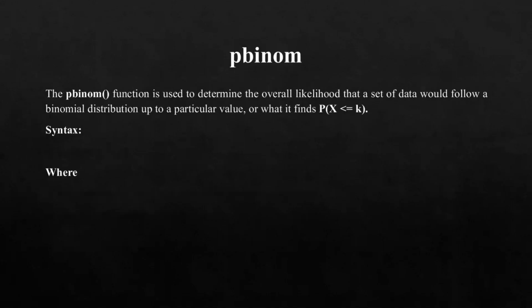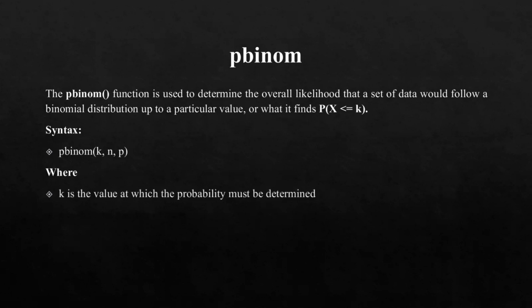Next we have the pbinom function. The pbinom function is used to determine the overall likelihood that a set of data would follow a binomial distribution up to a particular value, or when it finds P(x) is smaller than or equal to k. The syntax is as follows. Just use the pbinom keyword, then pass the parameters, where k is the value at which the probability must be determined, or you can say it's a vector of numbers. n is the total number of trials. Now let's move to RStudio to see how this function actually works.